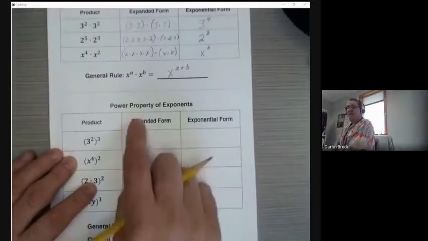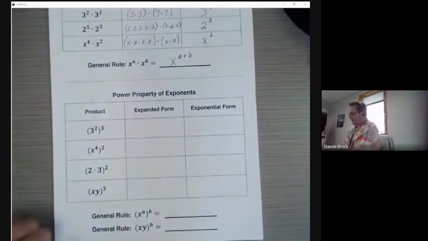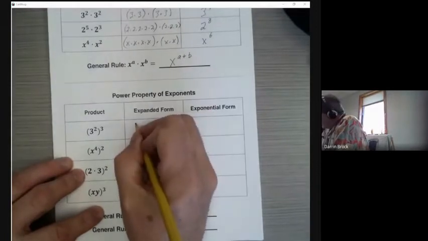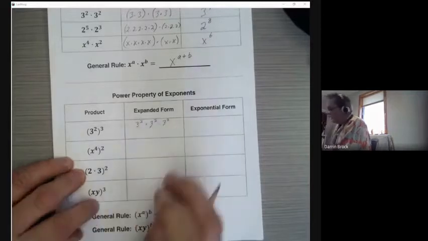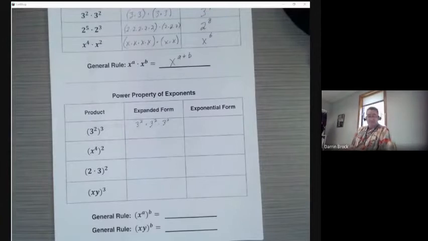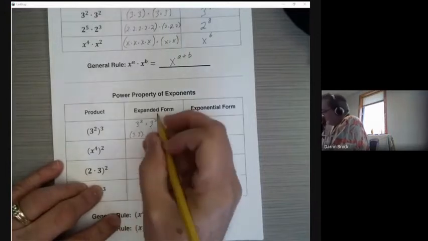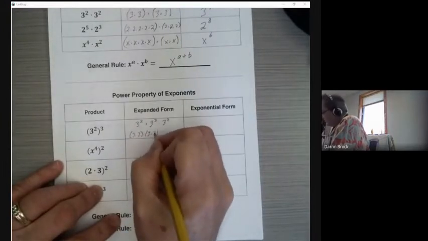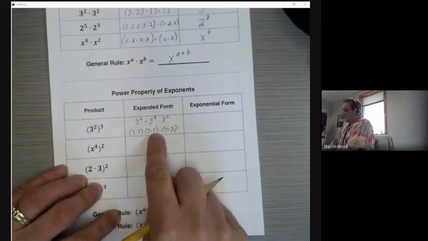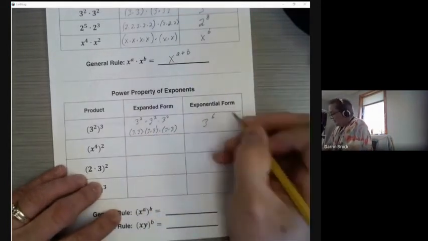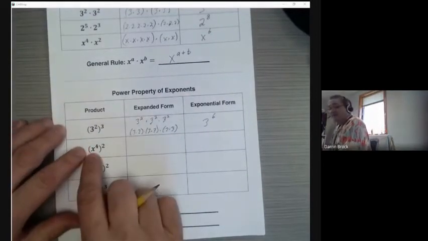Let's look at a power. What if we have 3 squared and we're taking that to the 3rd power? What does that look like? That looks like 3 squared times 3 squared times 3 squared, right? That's what it means to take something to the 3rd power. You multiply it by itself 3 times. So what's 3 squared? 3 times 3, right? Times another one, 3 times 3 times 3 times 3. So we end up with 3 times 3 times 3 times 3 times 3 times 3. 3 to the 6th, because we end up with 6 3's being multiplied. Let's look at that with an x to the 4th, right?